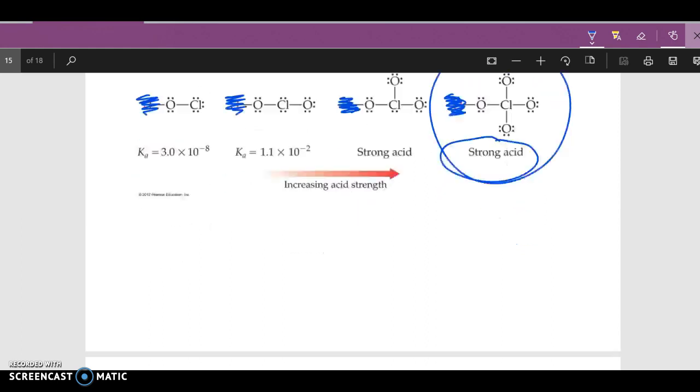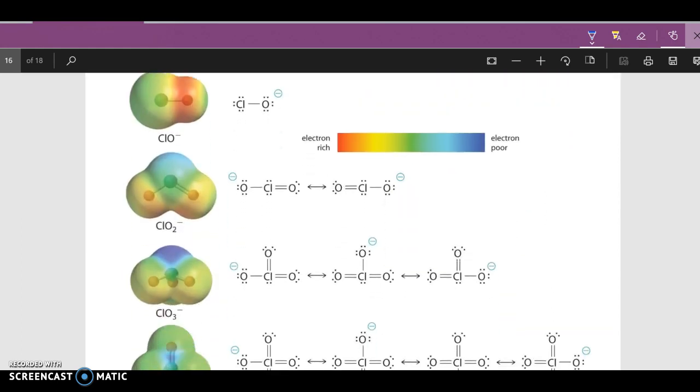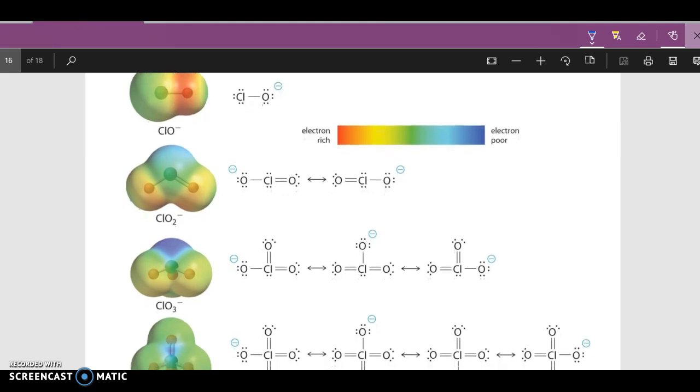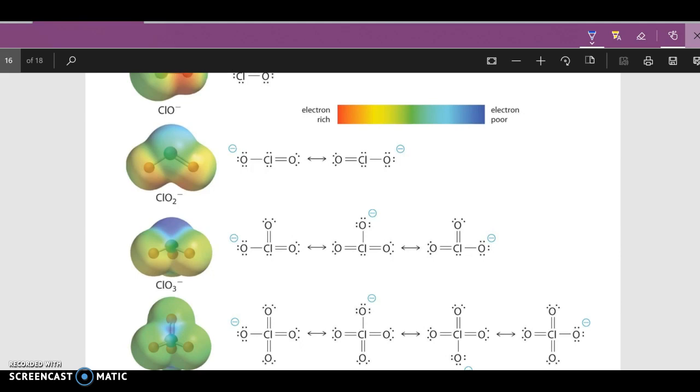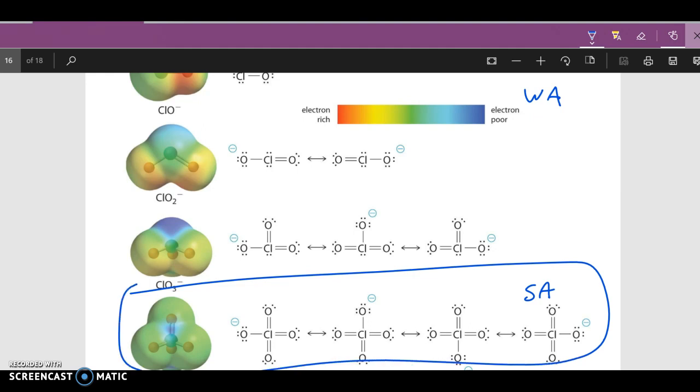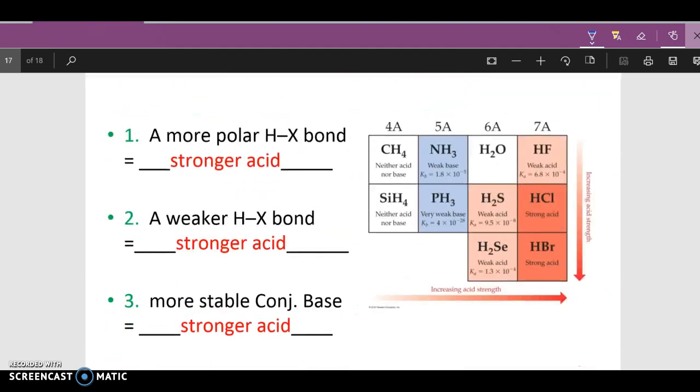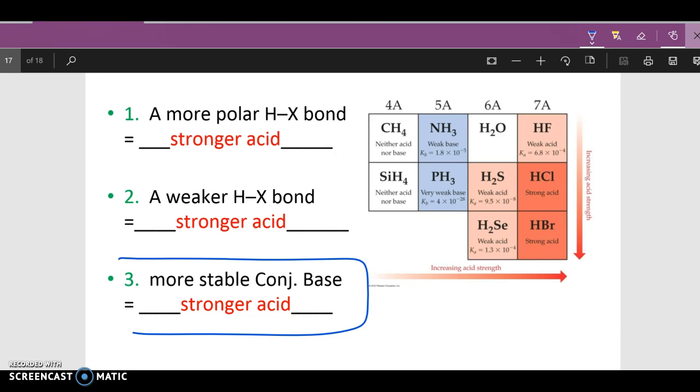If I do that, I'm going to scroll down here. This is what the structures actually look like. You can see that the one on the far left, which is the weakest one, will be at the top, and this one will be at the bottom of my chart down here. So here is my strong acid down at the bottom, and here's my weak acid at the top. Can you see how these strong acids at the bottom have severe resonance structures going on? All of these resonance structures create a very stable conjugate base, which brings me to this: the more stable the conjugate base, the stronger the acid.